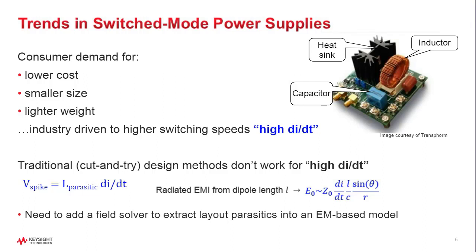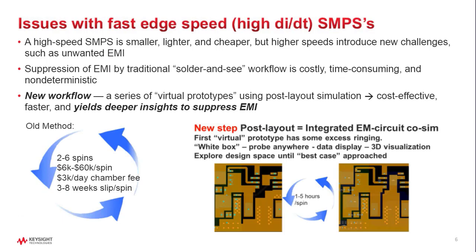And then for radiation, we also have to keep control over the size of the layout and the trace content so that we have this all in mind. So let's keep going on the subject of the power supply itself. Slide 6 here describes some of the issues with these fast edge speeds, high di/dt.